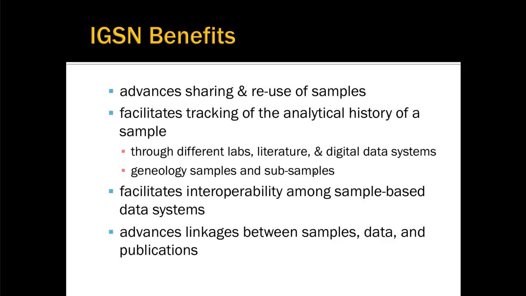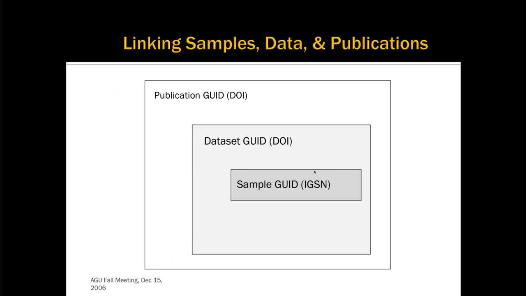And the way the IGSN is structured, it also records the genealogy of samples and subsamples taken from them. And I will have a couple of slides about that later. It will clearly facilitate interoperability among sample-based data systems. And if Steve wants to, he can clearly comment on that later on, I think. And it really advances the linking between samples, data, and publications. Let me just show that to you.